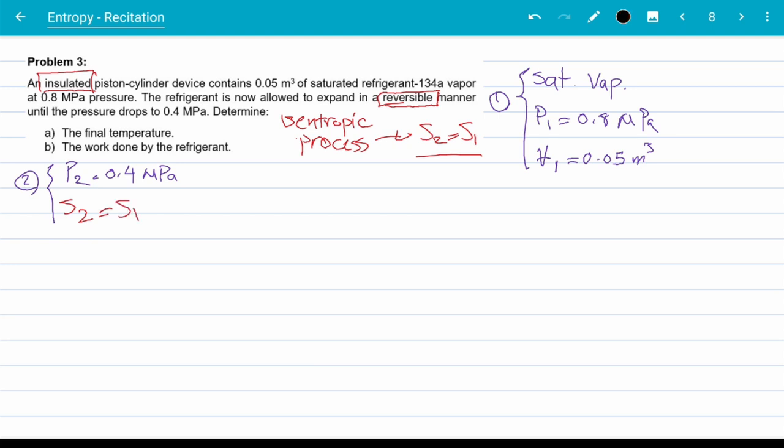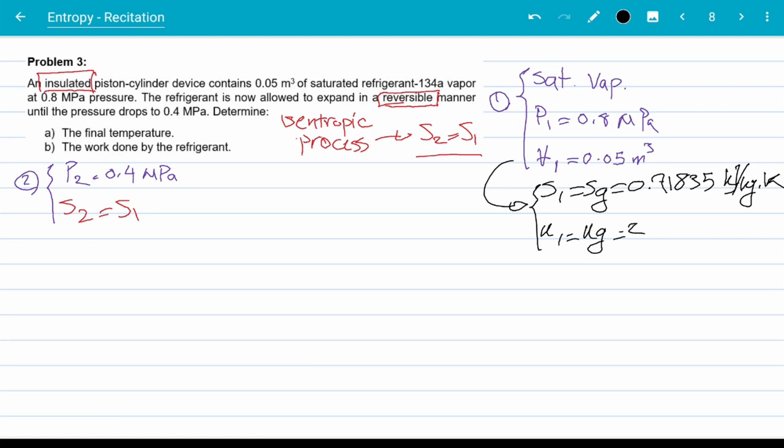So let's start with the tables. At the initial state, I'm going to check the tables for the pressure of 0.8 megapascal and saturated vapor. I get S1 is equal to S of G is equal to 0.91835 kilojoules per kilogram Kelvin, and I'm going to need the internal energy later because we want to find the work, so I'm just going to read it right now. Internal energy U1 is U of G is 246.79 kilojoules per kilogram.